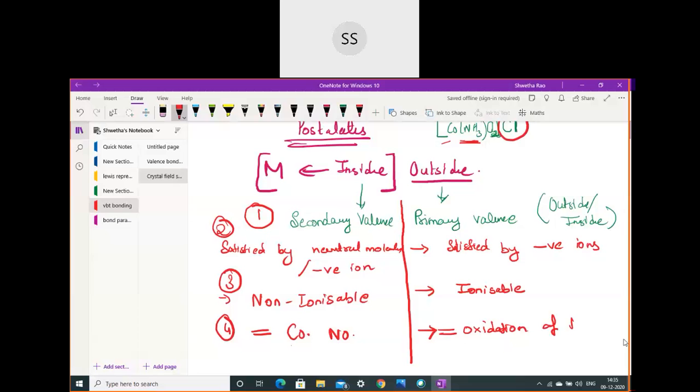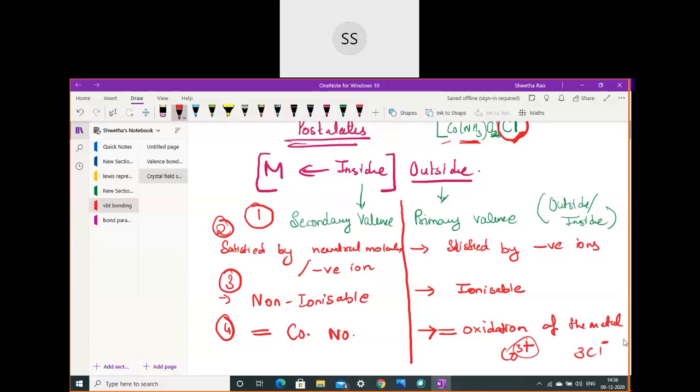How many ions are present directly linked to the metal, that will be equal to the secondary valences. Here I have written, secondary valences are equal to the coordination number. And the primary valences will be equal to the oxidation state of the metal.